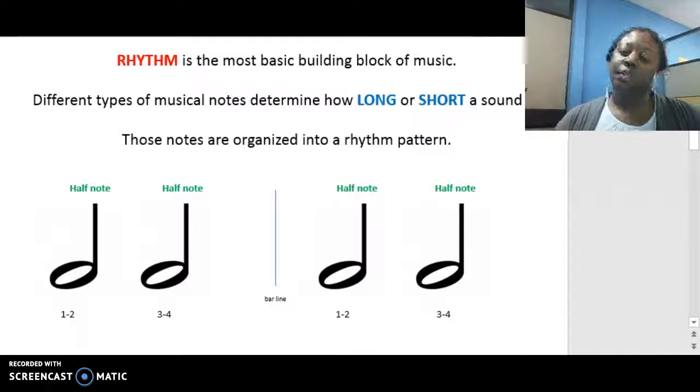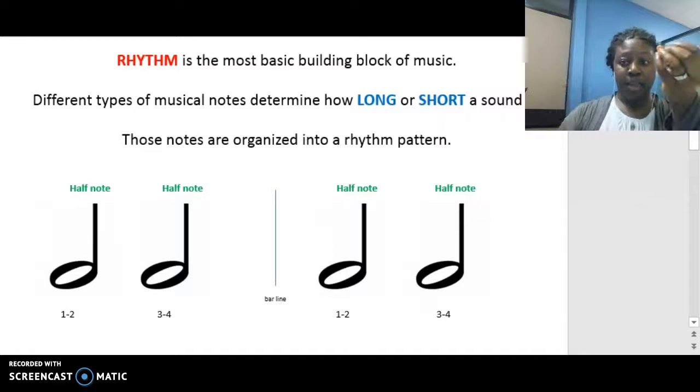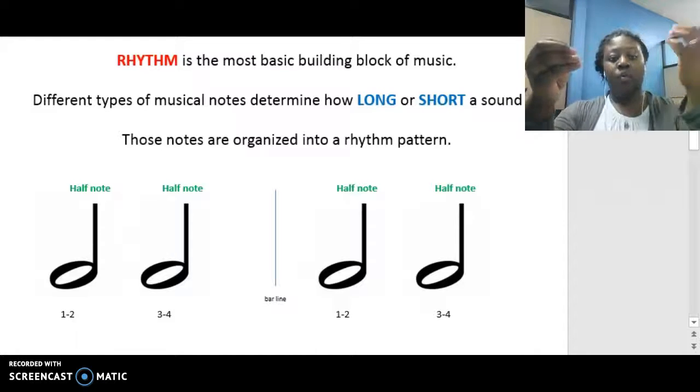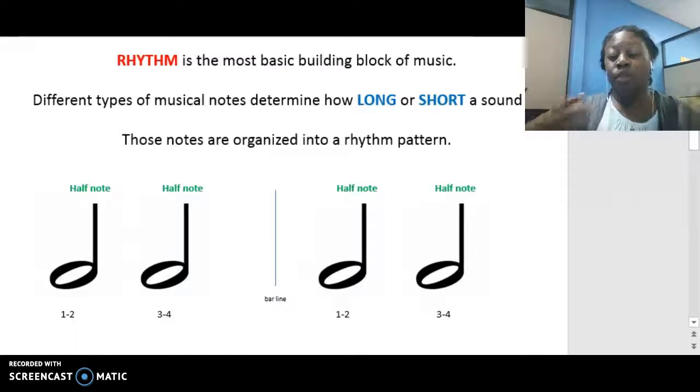Our second video, we learned about half notes. So half notes get 2 beats, and in order to fill up an entire measure, you need 2 half notes. You need 2 beats over here, and then you need 2 beats over here. 2 plus 2 equals 4. And so if you have 2 half notes in a measure, you can't fit anything else into that measure because all 4 beats are taken.